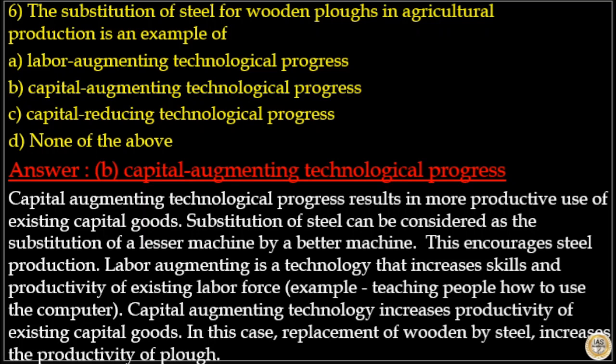For example, teaching people how to use the computer is an example of labor augmenting technology. Capital augmenting technology increases productivity of existing capital goods. In this case, replacement of wooden by steel increases the productivity of the plough. So the answer to this question is option D.